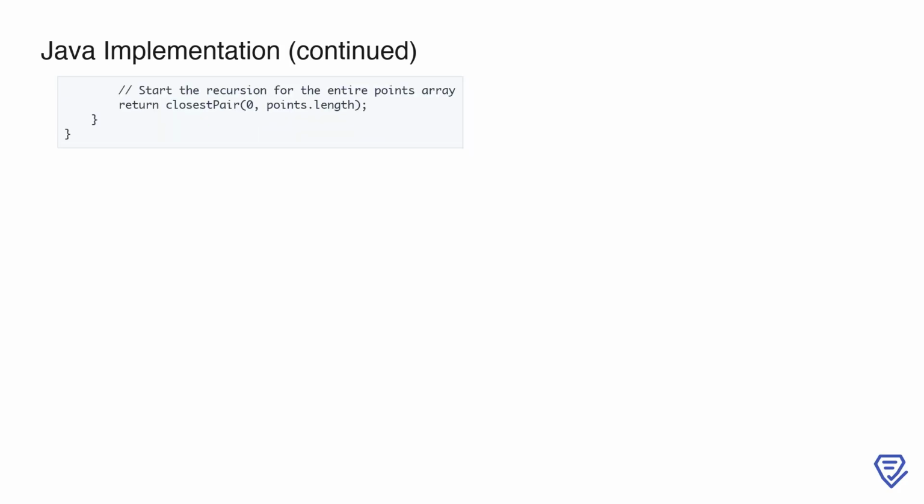Finally, we initiate the recursive process by calling closest pair on the entire array of points, starting from index 0 to the end of the array. This triggers the divide and conquer algorithm we've built, systematically narrowing down the shortest distance between any 2 points in the plane. The function ultimately returns this minimum distance as the result, solving the problem efficiently even for large datasets. By combining sorting, recursion, and optimized pairwise comparisons, this implementation achieves a time complexity of O(n log n), making it highly scalable for practical use cases.